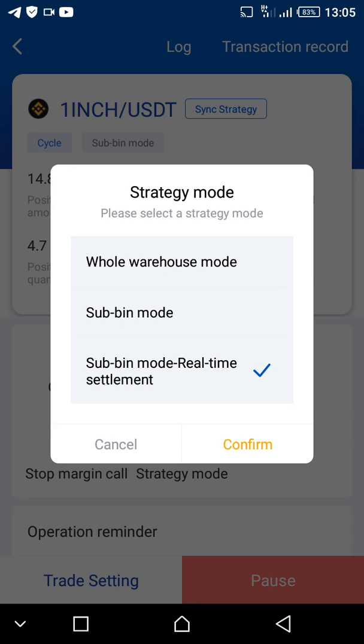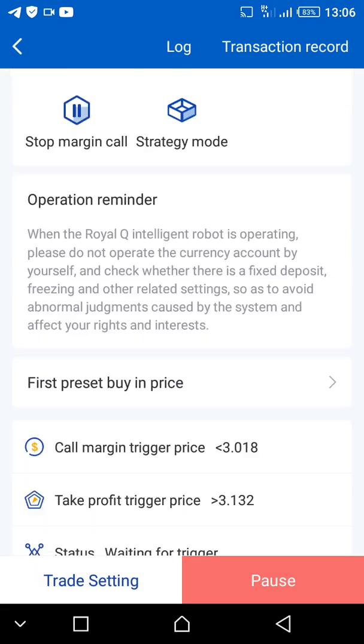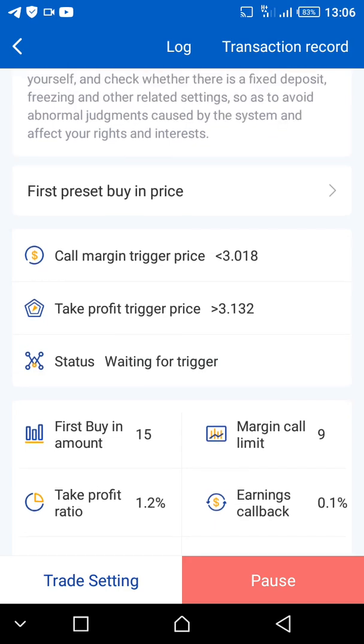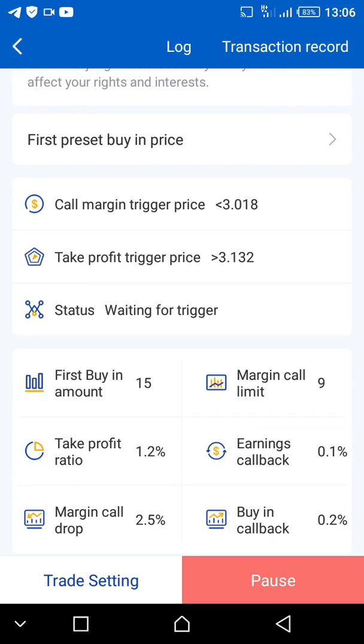What is sub B mode? Sub B mode means that it will take the listing individually. Real-time settlement is where it does what they call manual replenishment for you. I will explain what manual replenishment means in future. Just calm down. Good. Now, call margin trigger is telling you the next margin trigger.